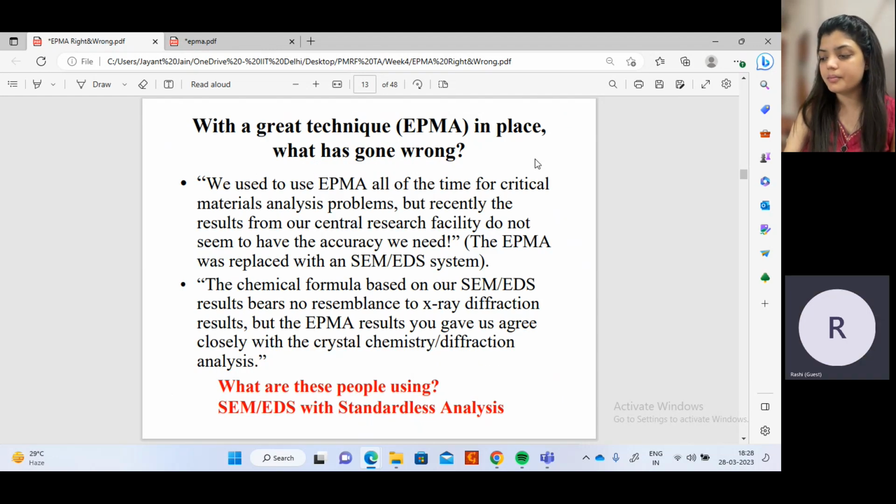We used to use EPMA all the time for critical material analysis problems, but recently the results from our central research facility do not seem to have the accuracy we need. The EPMA was replaced with an SEM EDAX system. Sometimes it happens that the accuracy might not be as good. Some people are used to FESEM or EDAX analysis. The chemical formula based on SEM results bears no resemblance to the X-ray diffraction results, but EPMA results gave us close agreement with the crystal chemistry and diffraction analysis.